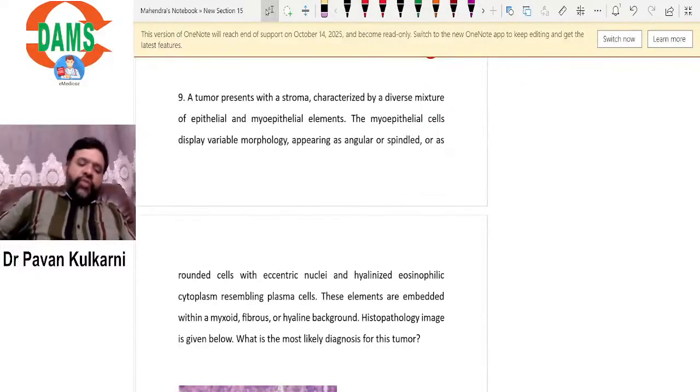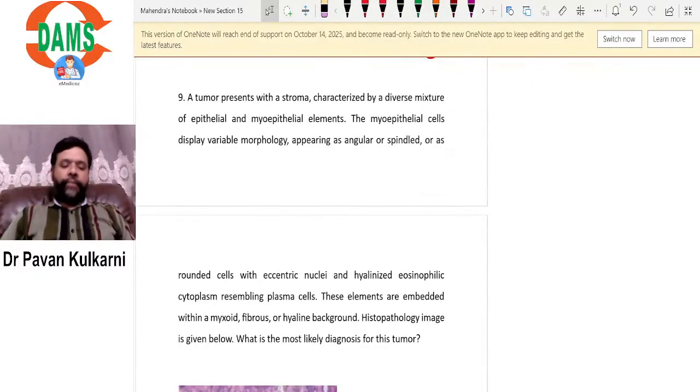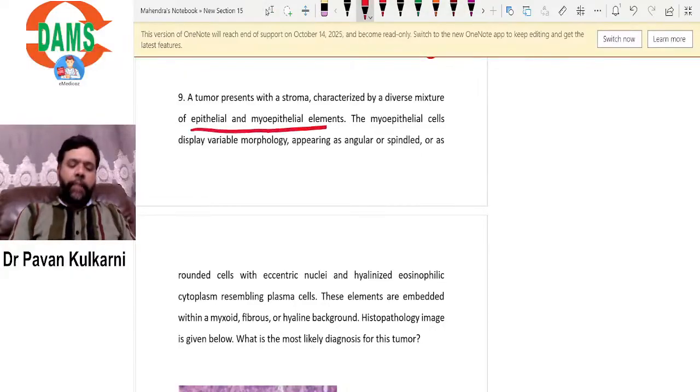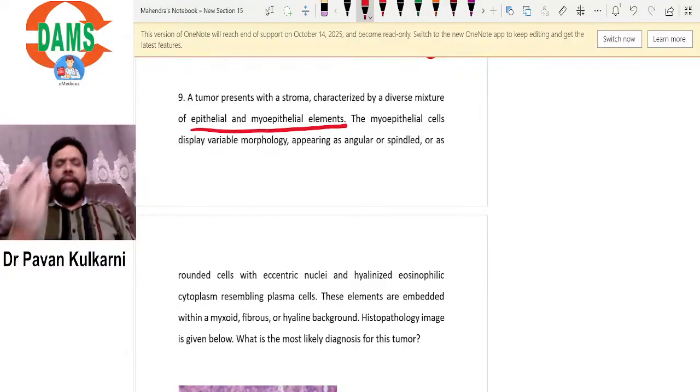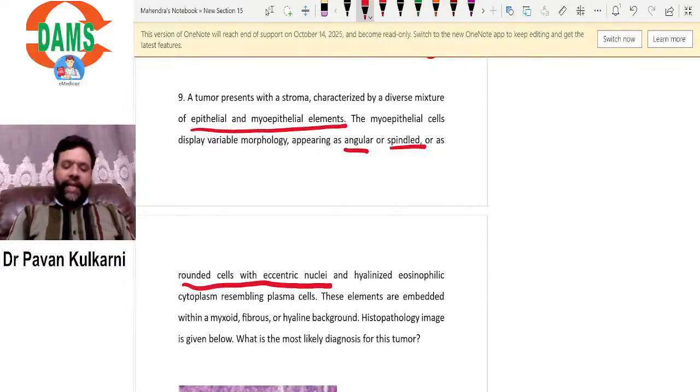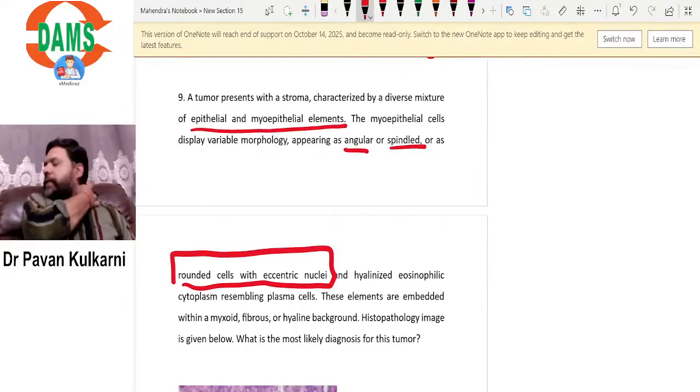A tumor presents with the stroma characterized by a diverse mixture of epithelial and myoepithelial elements. Again, same like adenoid cystic carcinoma, this is also having epithelial, myoepithelial components. Epithelial means ductal. Myoepithelial cells display variable morphology, appearing as angular or spindled or rounded with eccentric nuclei. Rounded with eccentric nuclei means, like I'll draw a diagram here for you.